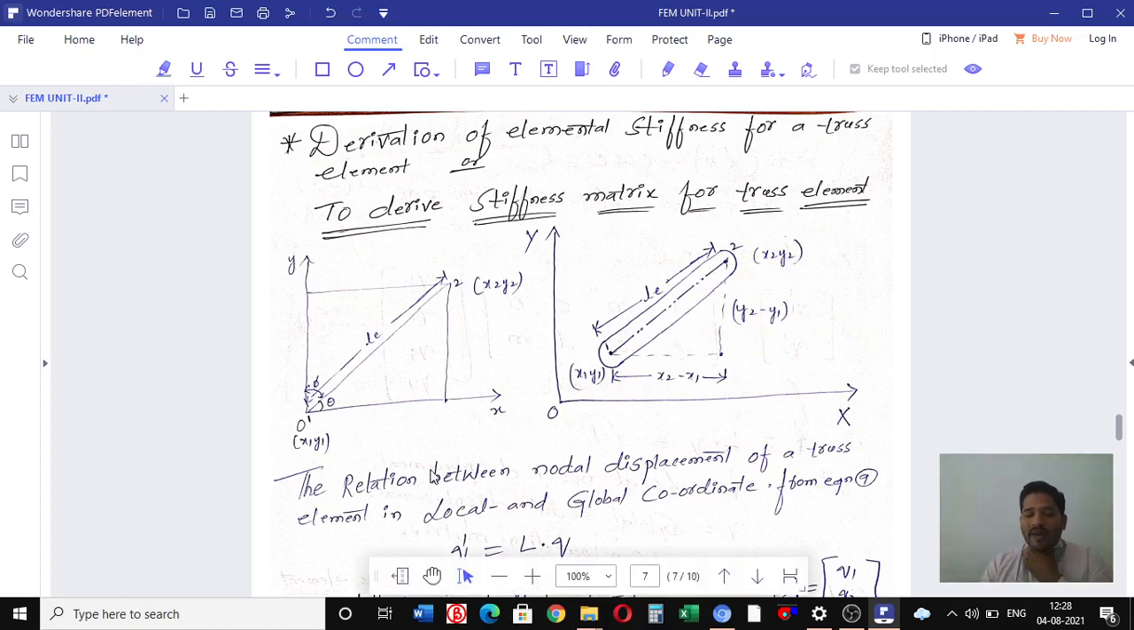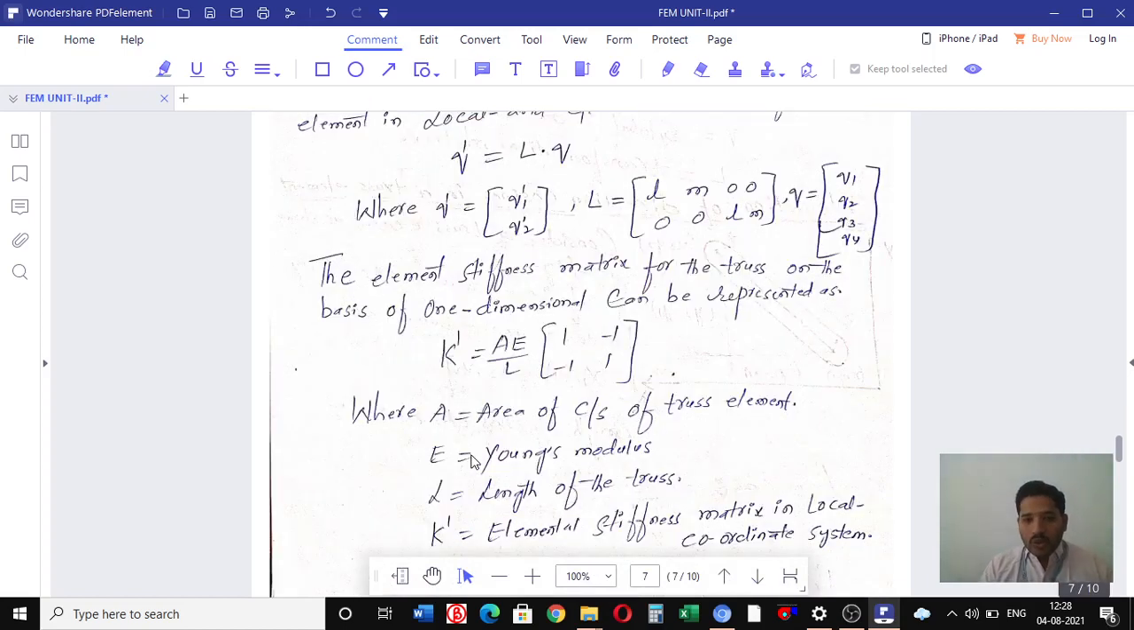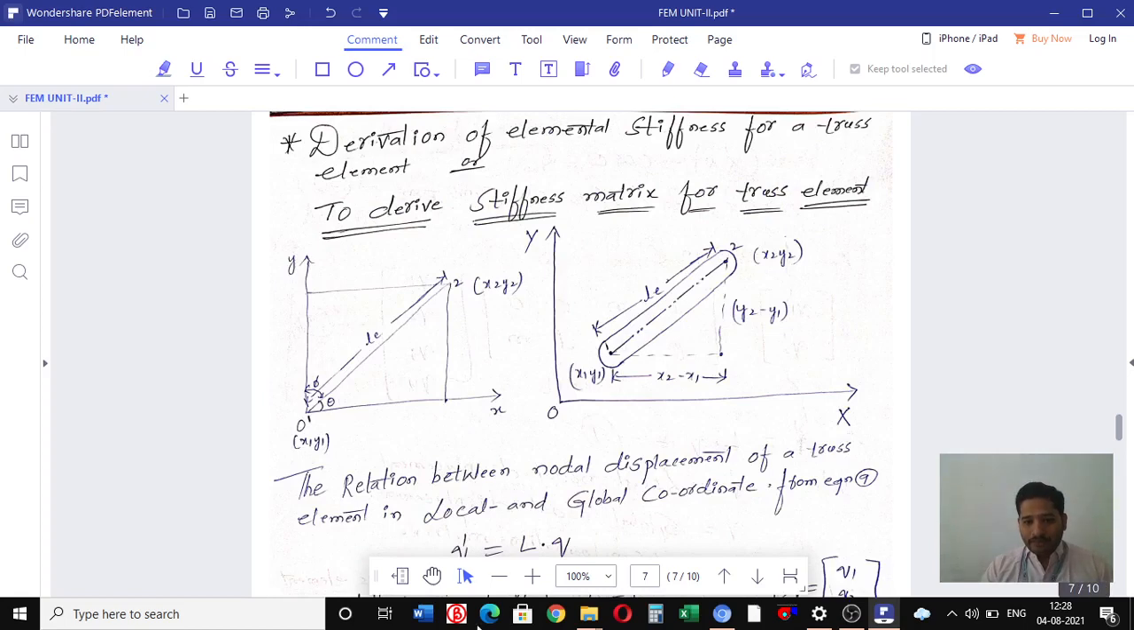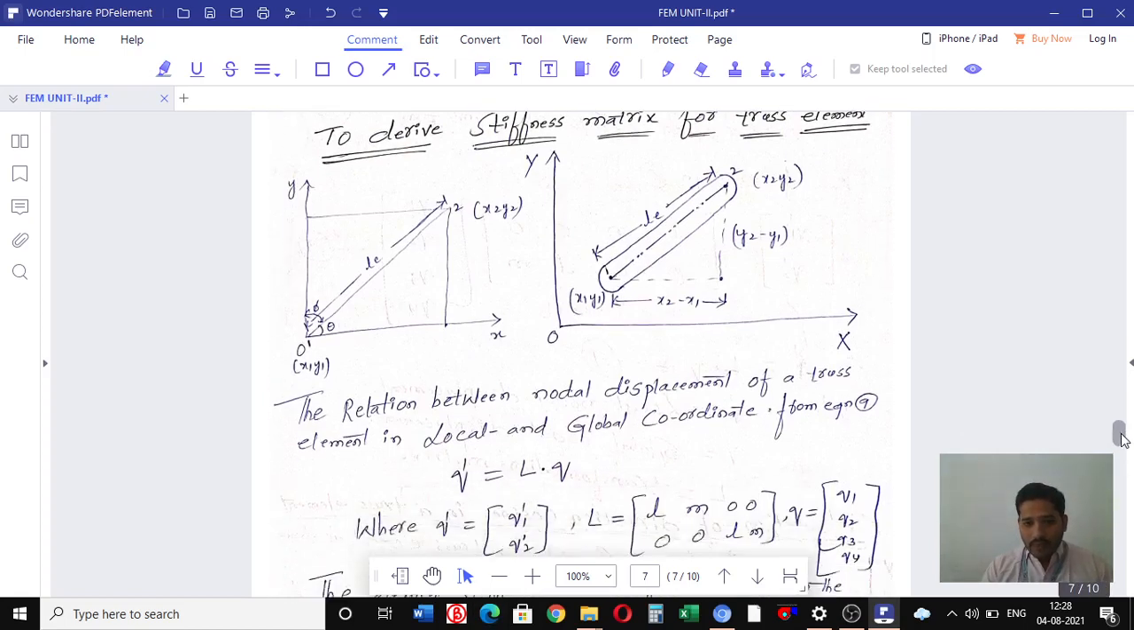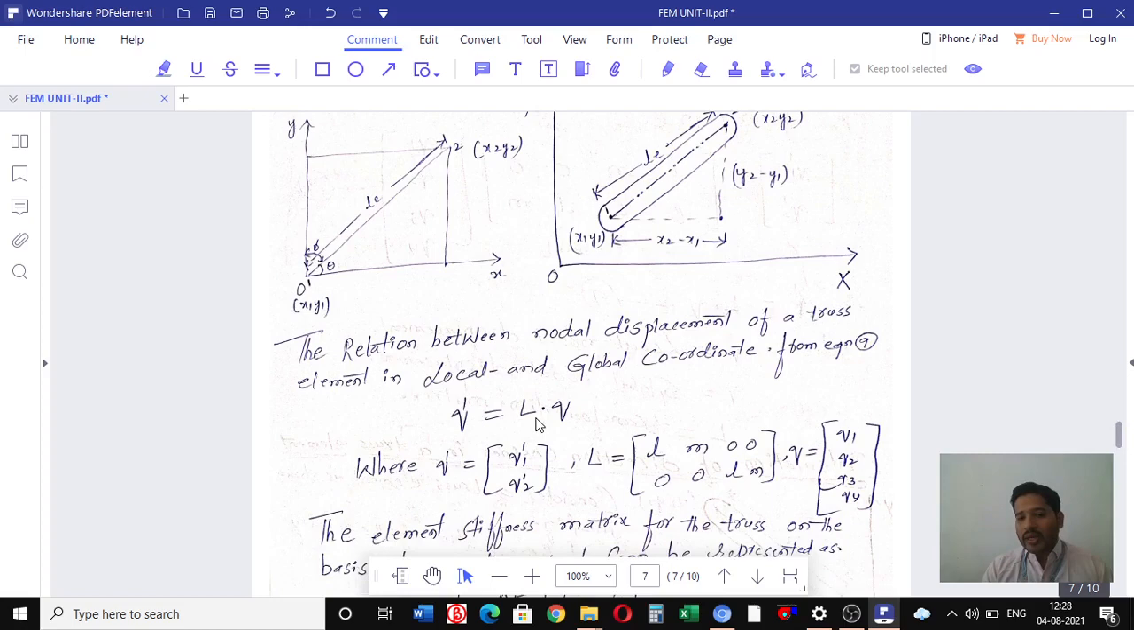So what is our intention? The relation between the nodal displacement of a truss in the local as well as in the global coordinate. We have the equation Q dash is equal to L into Q. Q dash we can say is the local nodal displacement. Clear? It is represented by Q dash.